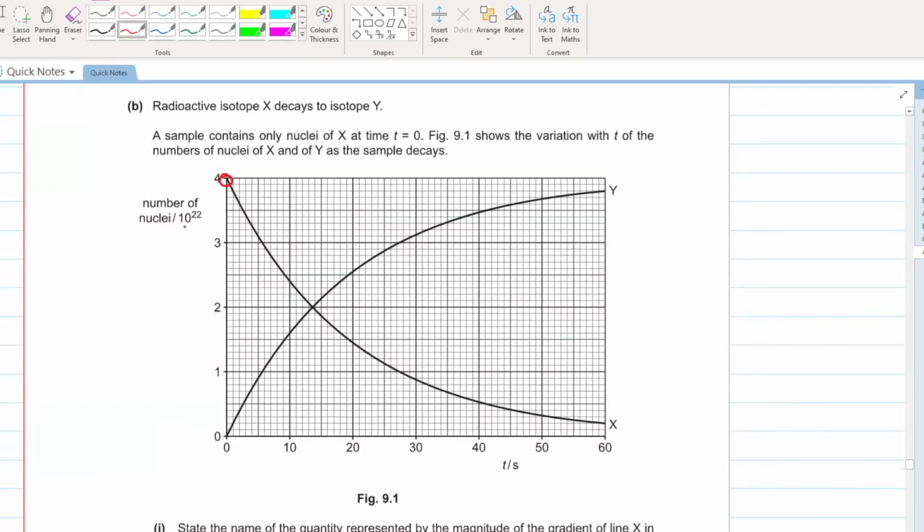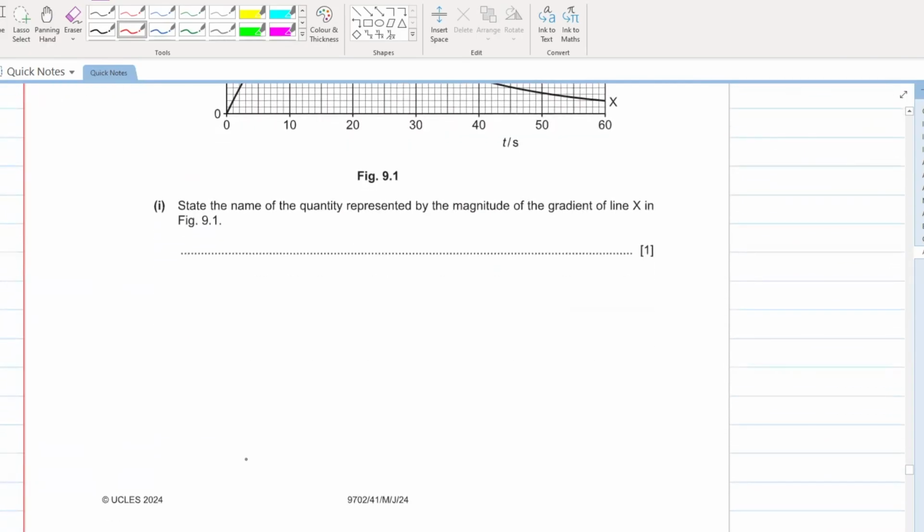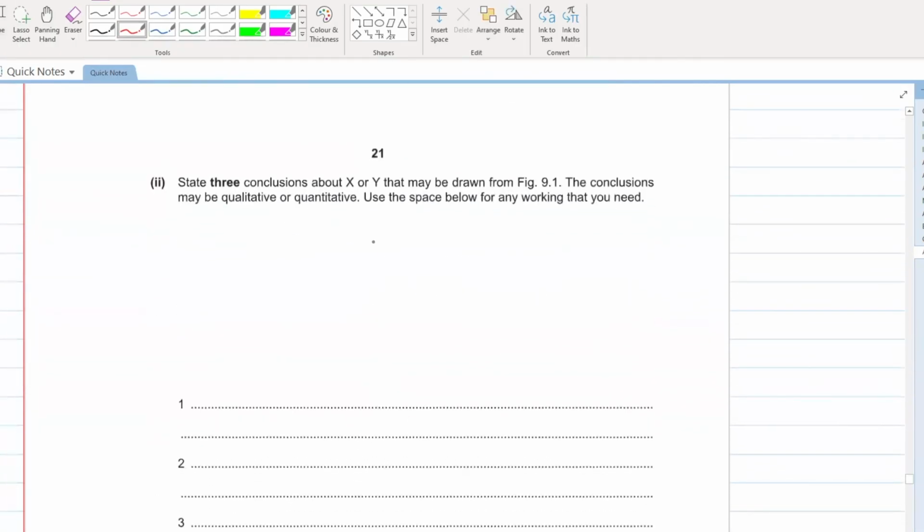What will be the gradient of the line here? Number of nuclei over time. Okay, what is number of nuclei over time? Activity. Very good. Number of nuclei decaying over time is known as your activity. Perfect. Let's further move ahead.